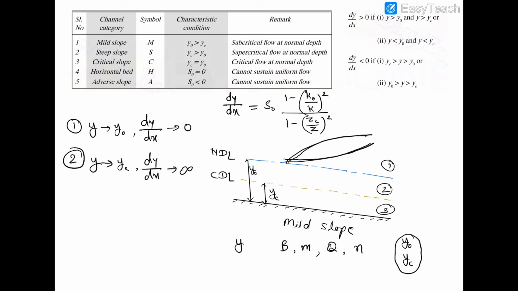That's why when we draw the GVF profile near the CDL or critical depth line, we start drawing the profile from some distance away from the CDL. Like this we draw the GVF profile. We do not draw the GVF profile in the vicinity of CDL, because in this zone the differential equation is not valid.